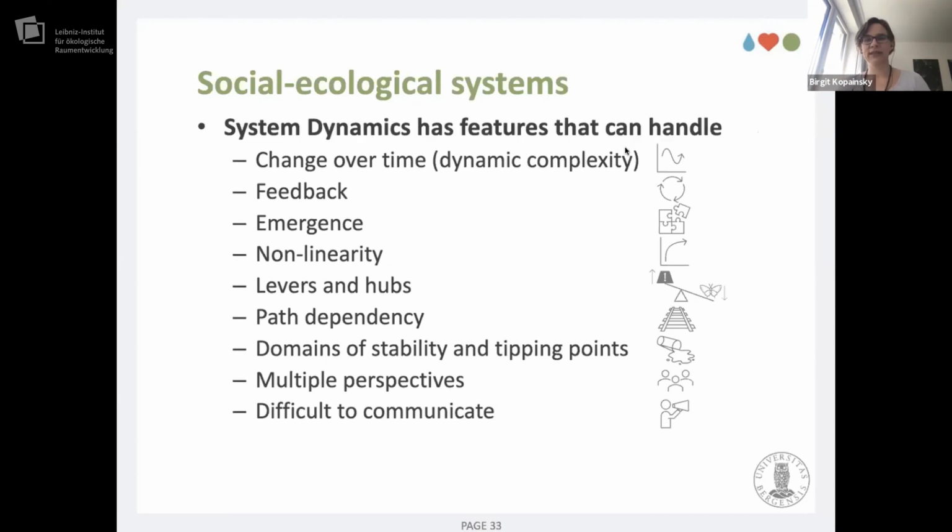So how can system dynamics contribute to all of these changes, or all of these features? I would claim that the modeling language and the way of analyzing models can help deal with a number of these features that social ecological systems have. It can help us deal with change over time, with nonlinearity and domains of stability and tipping points. And the diagramming conventions and some of the output features that the approach has, and particularly the process of involving stakeholders throughout a modeling project or throughout a series of modeling projects, can help us deal with multiple perspectives, with the challenges incurred from multiple perspectives, and with the challenges of communicating some of the insights.